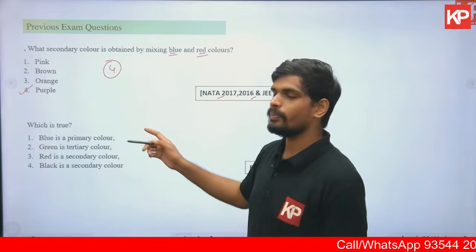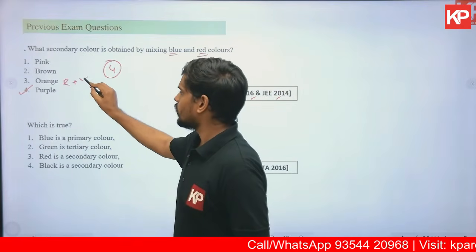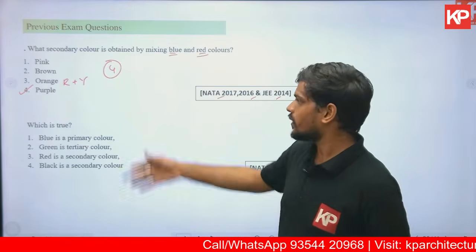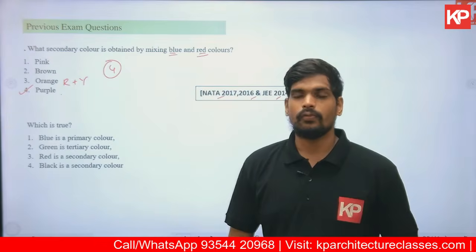How do you get orange? By mixing red and yellow. So this is red plus yellow, orange, right? So the remaining are not secondary colors. Purple is a secondary color which is obtained by mixing blue and red. So fourth is the correct option.